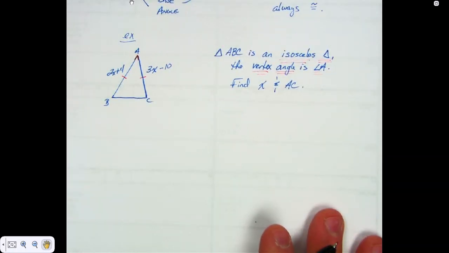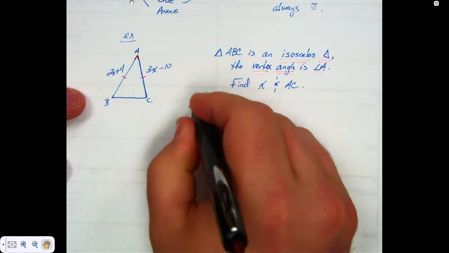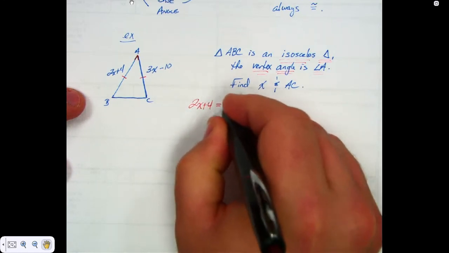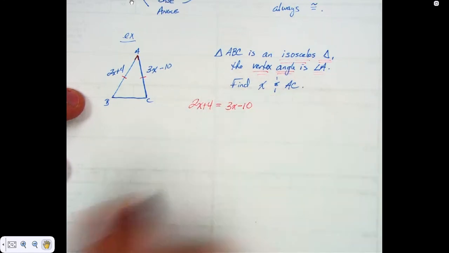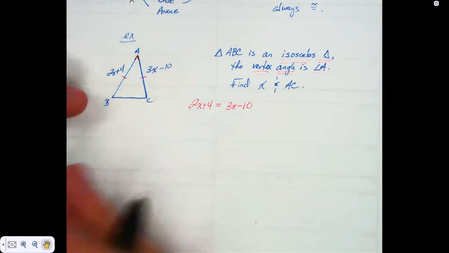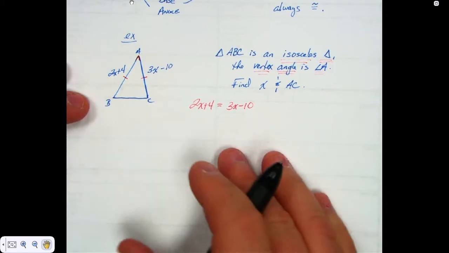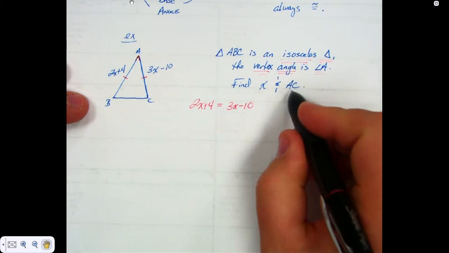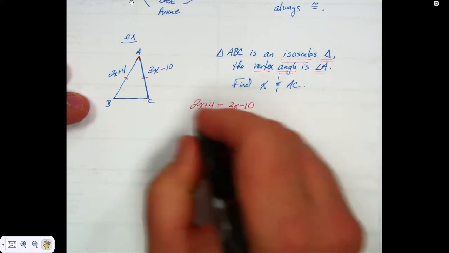Anytime it looks like an algebra problem, what do I probably need to create? An equation. What's equal here? Everyone agree? Can I find X now? Yes. I can solve and find X. Will that help me then find AC? Yes. Okay, so let's do that.